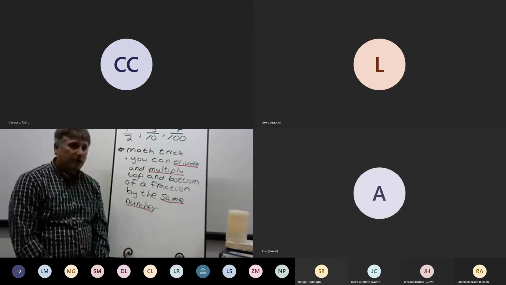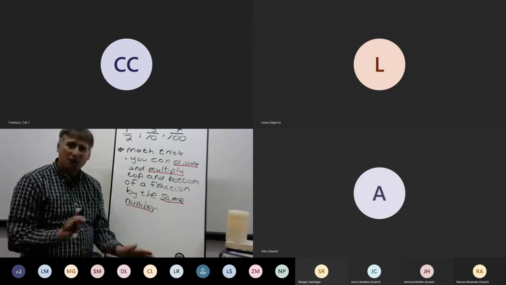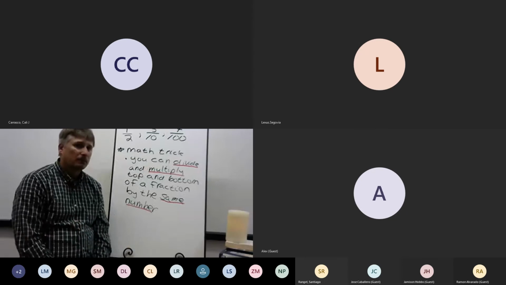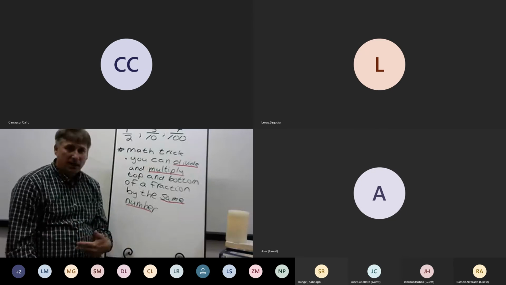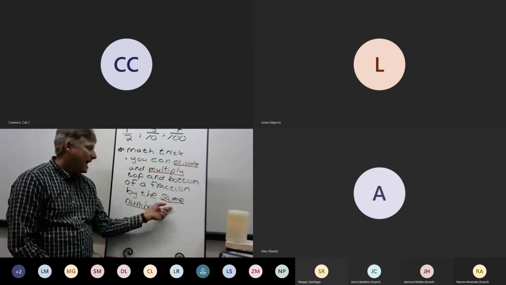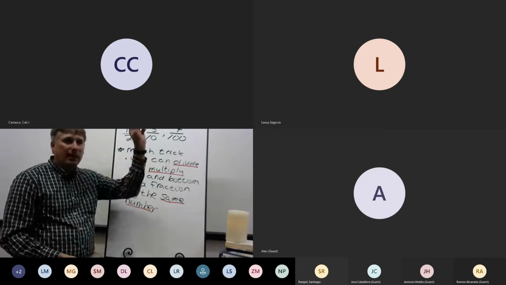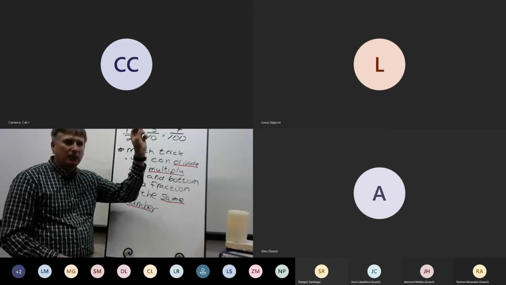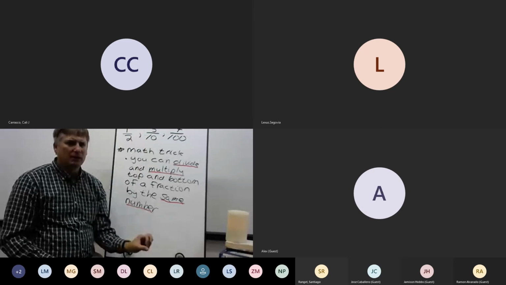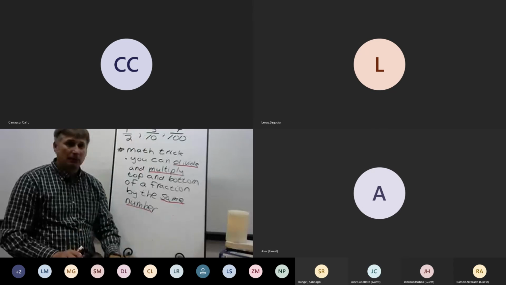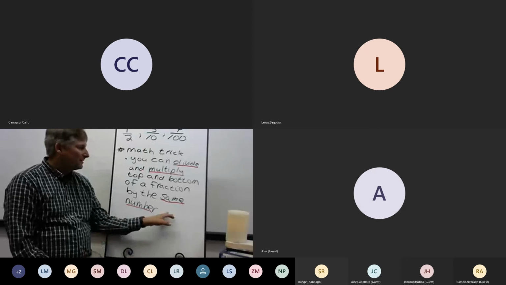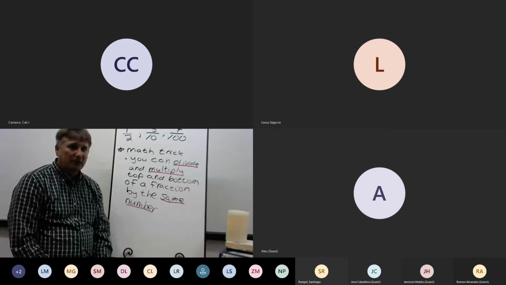The key thing, though, you can only divide, you can only multiply. This does not work with addition or subtraction. Also, when you divide or multiply, you have to use the same number. You can't multiply by 3 in the numerator and then divide by 2 in the denominator. No go, that won't work either. So you want to stick to this fairly closely.